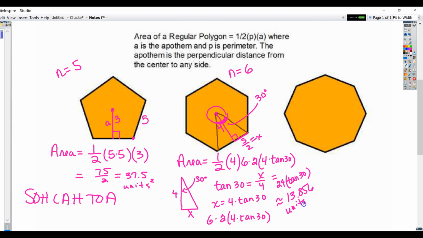Wyatt, I think we're tangent 30. So you could just do the whole thing in your calculator as well, all at one time, just to double check. Literally all of it at one time, and you get 13.8. Yeah. Okay, but wait.